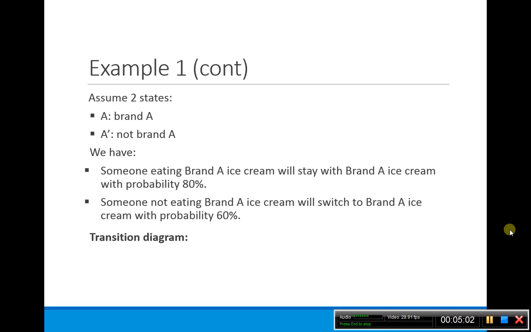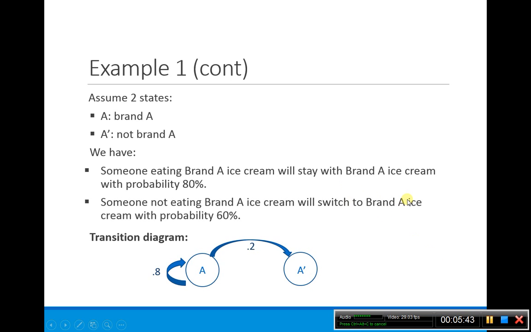So transition diagram. Here we draw our two states. We have state A and state A prime. If we had had more, then we would have drawn more states, but here we only have two states in our system, A and A prime. What we're given is that if you're in A, you have an 80% probability of staying in A. So if you're in A, the likelihood is that next time you buy ice cream, you're going to stay with A. What that means is that if you're in A and you have an 80% probability of staying with A, then you have a 20% probability of switching to another brand.